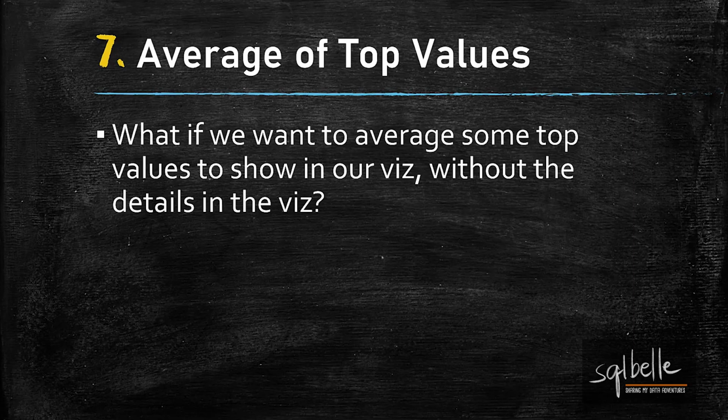In this next example, we will look at some top values and get the average of these top values so we can display it in our viz. Does it sound simple? Well, the challenge in this use case is that the chart that we are using does not have the detail that we need with our calculation. We are going to be using a map that shows only state values, but what we want to calculate requires customer ID, which we do not want to show in our charts. Let's take a look at this.